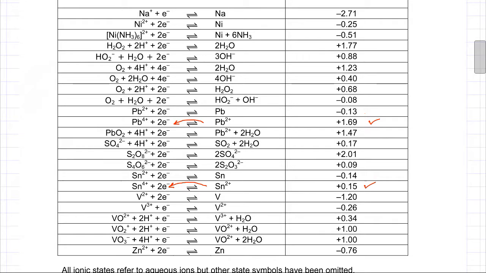So I've opened the data booklet and I've marked the equations, or electrodes, where lead ions and Sn2+ are losing electrons. And remember, if you look at the data booklet, in the forward direction, these are reversible reactions. In the forward direction, Pb4+ is gaining electrons, but in the reverse direction, lead 2 ions are losing electrons. Similarly, in this reaction over here, tin 2+ ions are losing electrons.